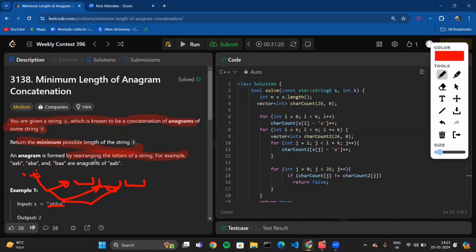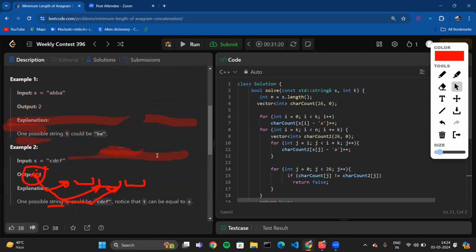Now we can consider that there might be more than one string. So we need to find the minimum possible length of the string T, which satisfies the condition that the string S should be made up of T length strings, which are anagrams of that string. A parent string and its anagrams will have the same length.